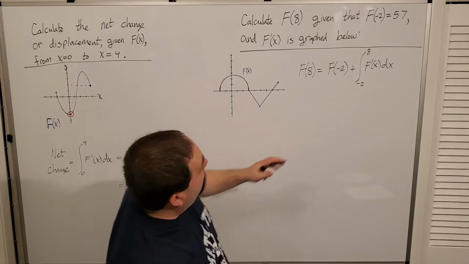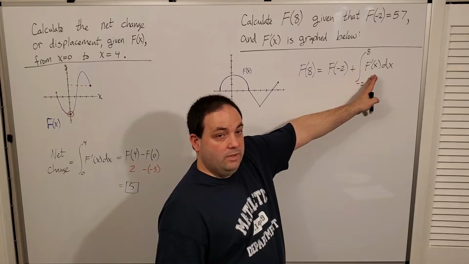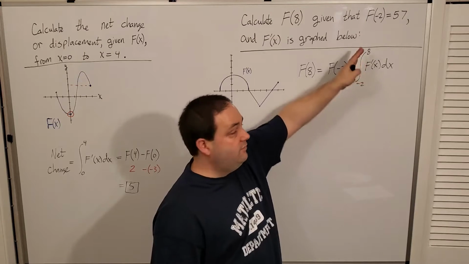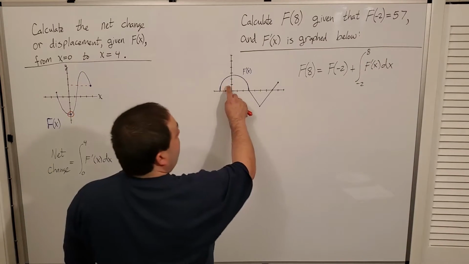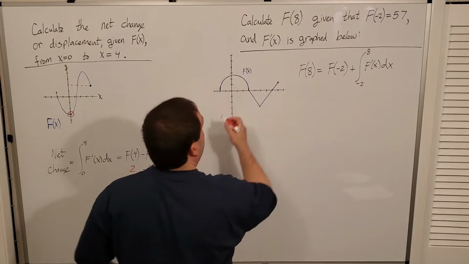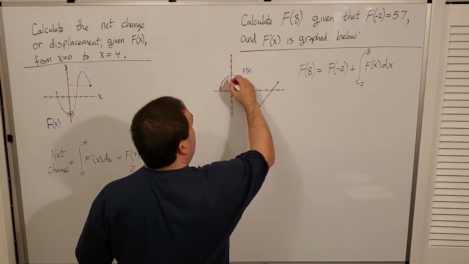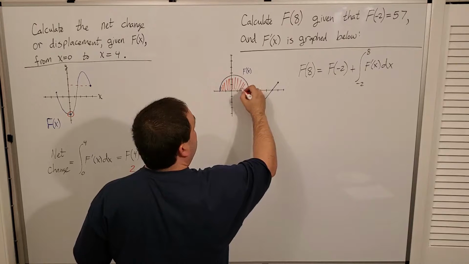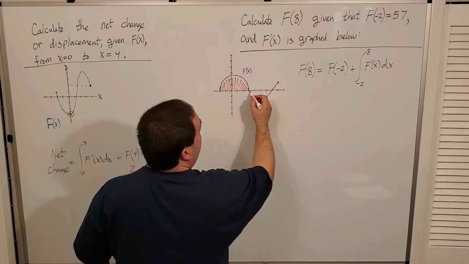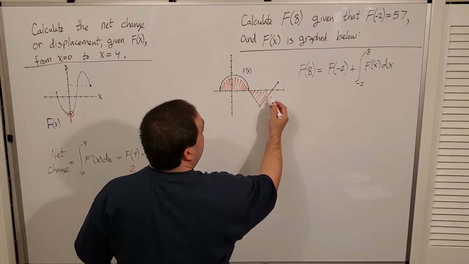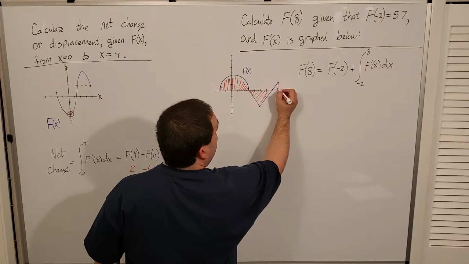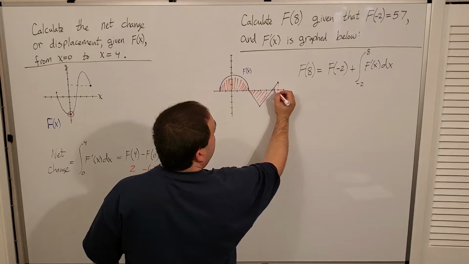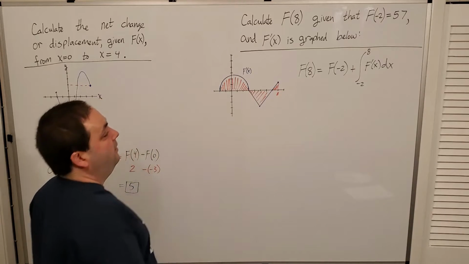Well, I need to do this antiderivative. I need to do this integral from -2 to 8. I've got f prime here, so what I'll be doing is finding some area. I'll need to find the area here. I'll need to find the area here. And then this is 8 right here. So I'll need to cut it off right here and find that area right there.